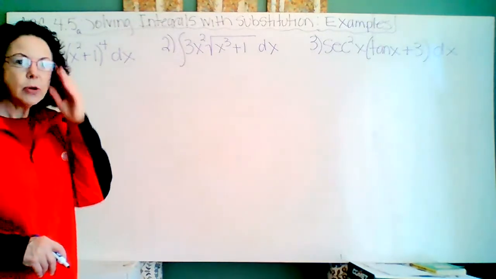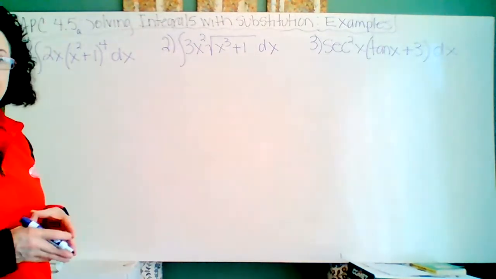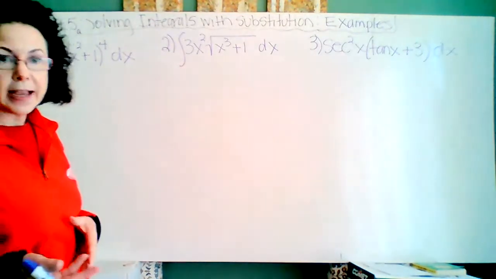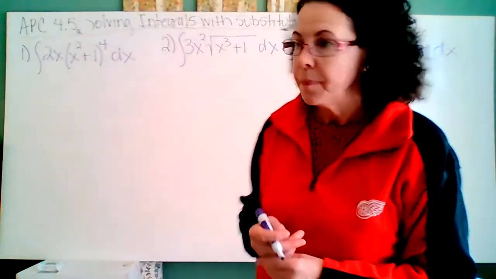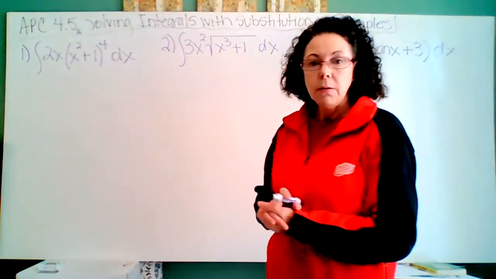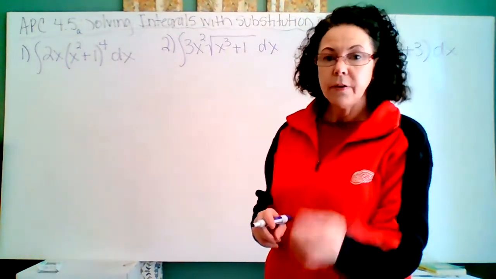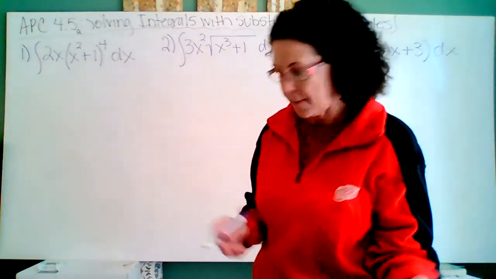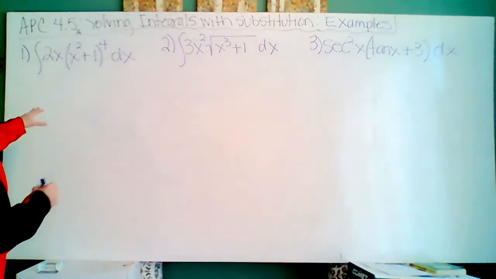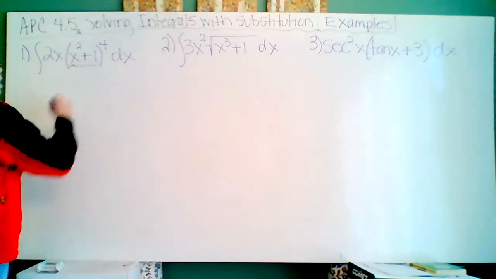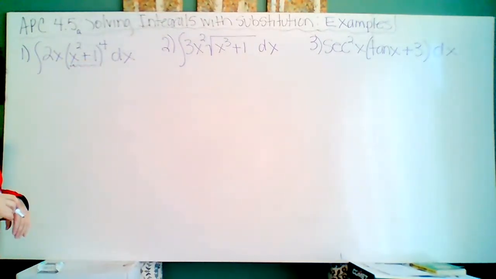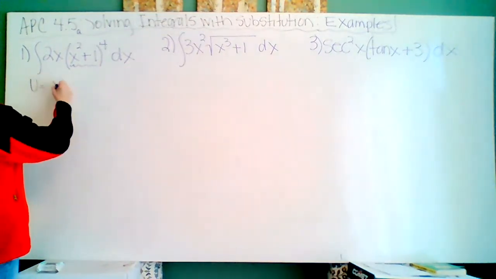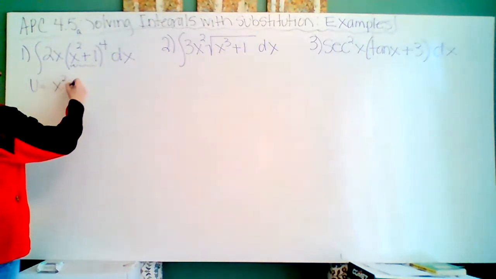The first thing we do is find an inside function, where I see a product, a factor, or a denominator. If I took the derivative of that function, I would see it being multiplied in a closed form. So I do see an inside function of x squared plus 1. I am going to make my u equal to x squared plus 1.